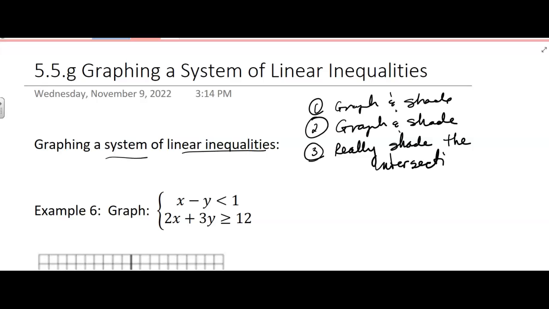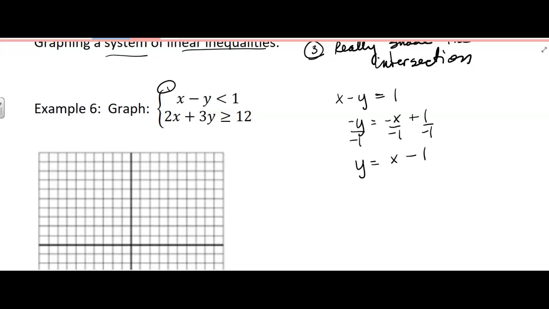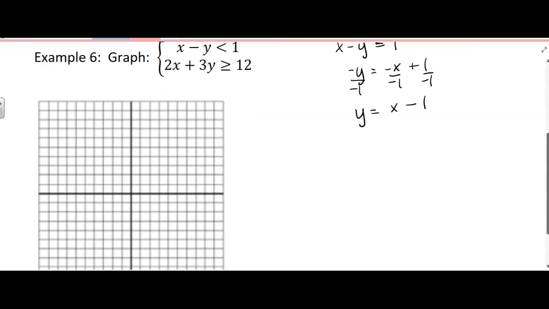All right. And I'll try to show you in two colors. That'll help. Okay, so we're going to take the first one and we're going to graph it. So we have x minus y equals 1. Now I'm going to change that to negative y equals negative x plus 1. Divide by negative 1. I'm putting it in slope-intercept form. y equals x minus 1. Okay, so that one's going to have an intercept at negative 1, slope of up 1 over 1.